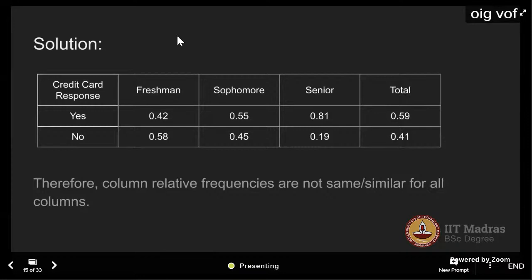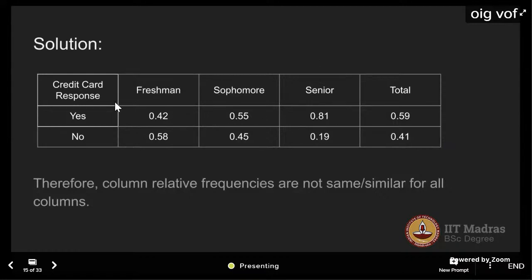Okay, sir, explain one more time. See here, the question is credit card responses from 3 different categories of university students: freshmen, second year, and seniors. I have calculated column relative frequencies here. If I am a freshman, there are 42% chances that I own a credit card and 58% that I don't. So being a freshman, there is less chance of owning a credit card. But for second year students, there are almost equal chances. And for a senior, there are high chances of owning a credit card.